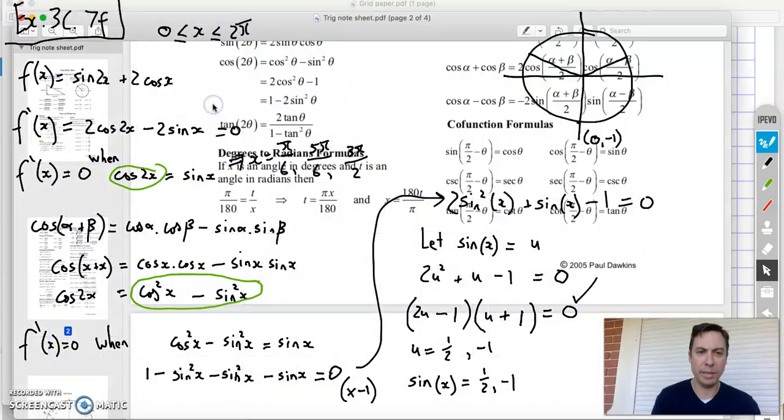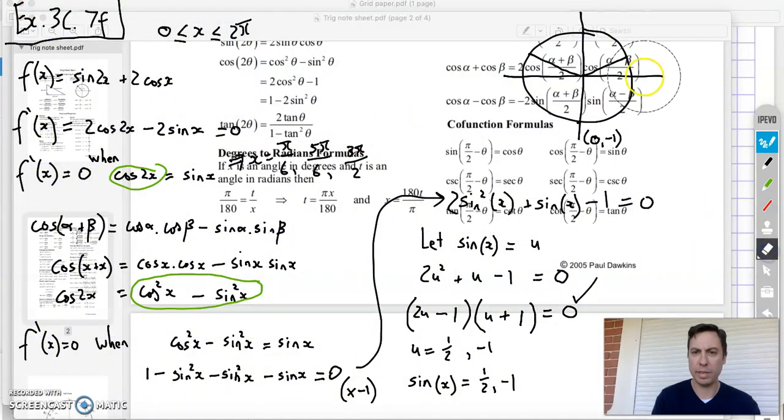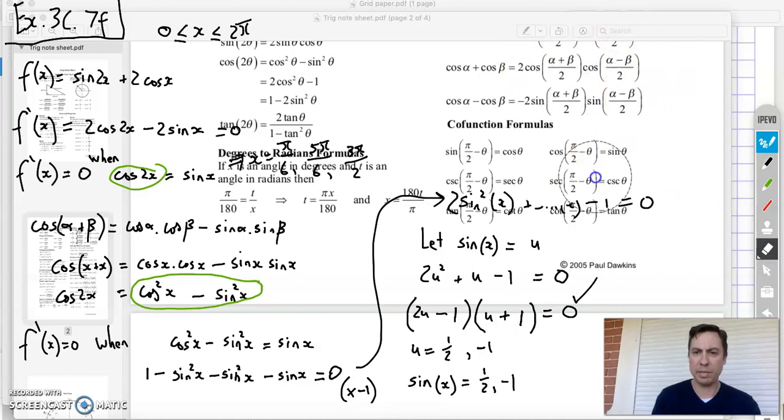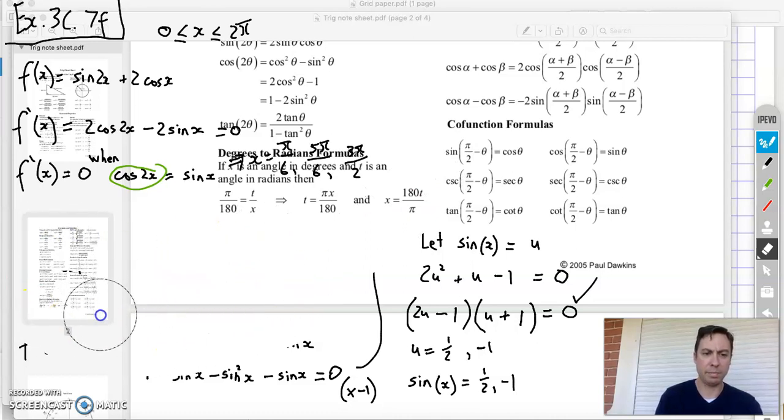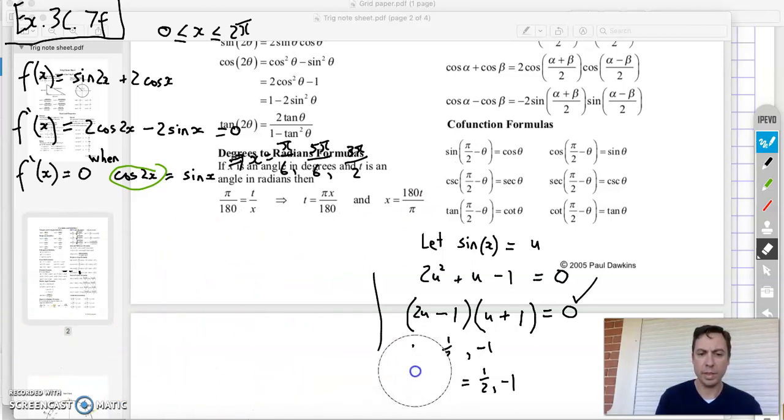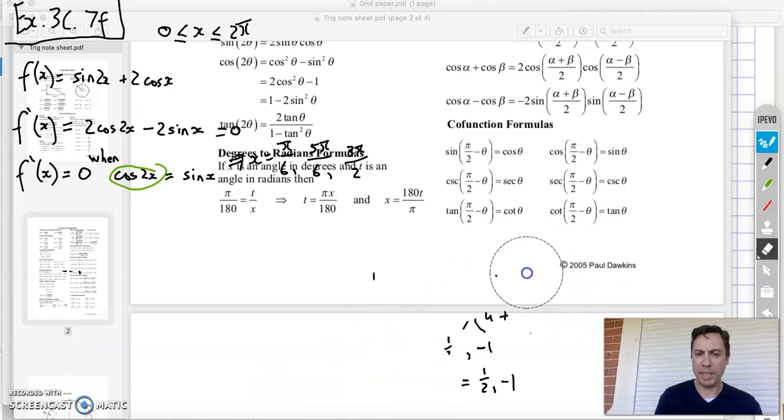I've got my trig identities here. I need to make a bit of space. I want to keep those. Let's just make a bit of space. Sorry, it won't take long.